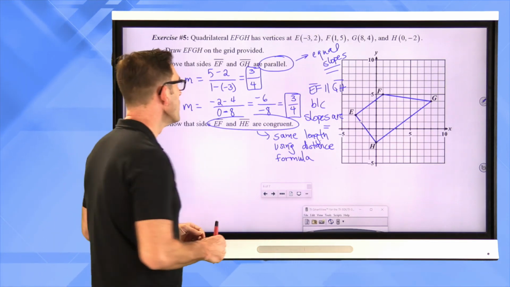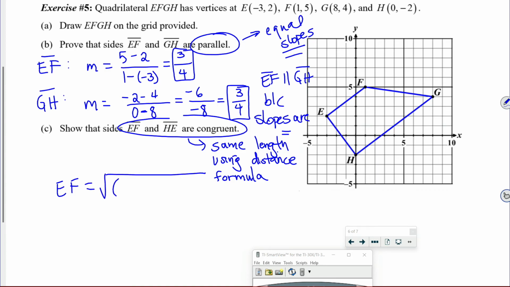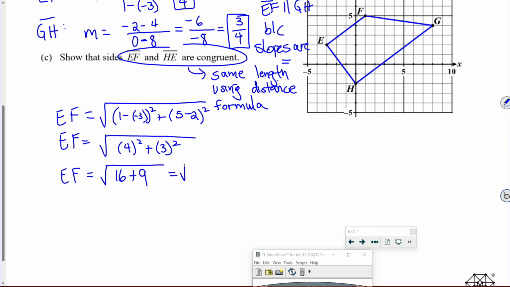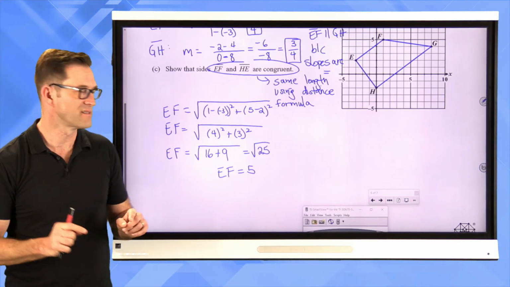All right, let's do it. So EF, what do I have? EF is equal to the square root of 1 minus negative 3 squared plus 5 minus 2 squared. That's 4 squared plus 3 squared, which is 16 plus 9, the square root of 25. So EF has a length of 5 units. Awesome. Now let's hope that HE has the same length.